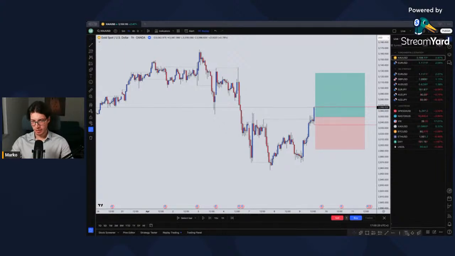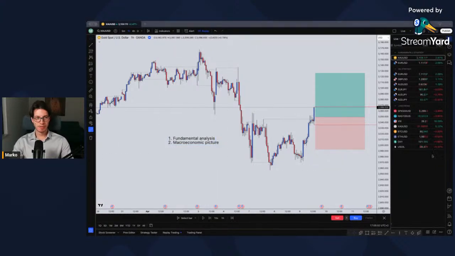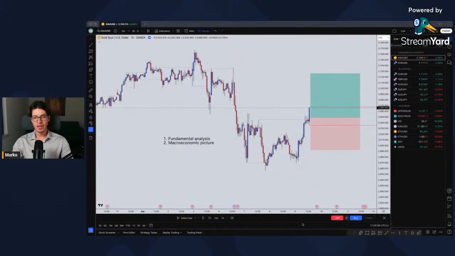So I can put down how I painted this picture. First, fundamental analysis. Then the second thing was the macroeconomic picture. What is currently happening in the world? For the macroeconomic picture, you have to ask yourself what is happening. What is currently happening is we have a lot of uncertainty. We have a lot of fear in the markets. So we have what is called a risk off environment.